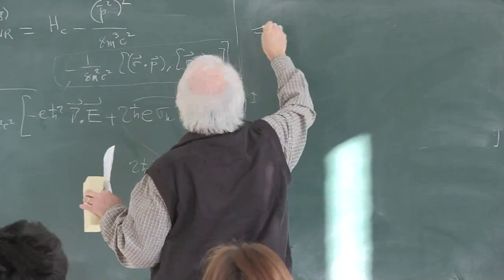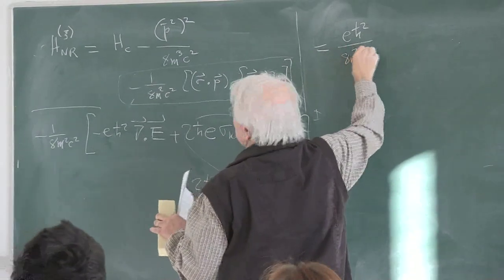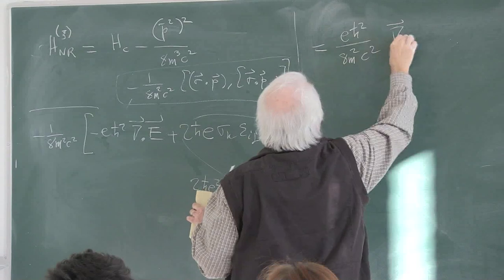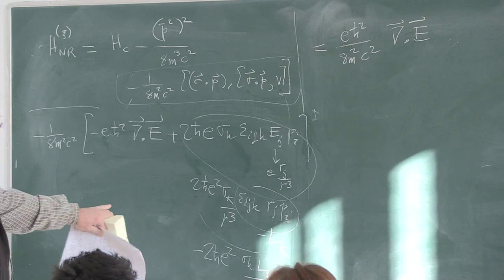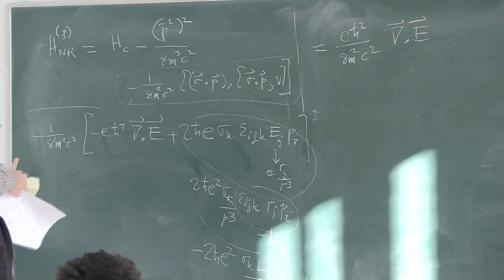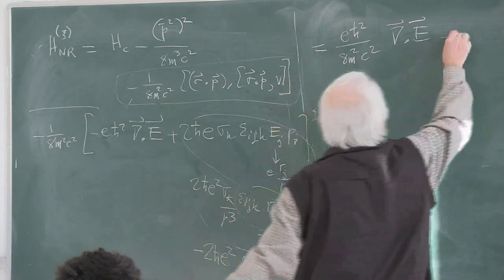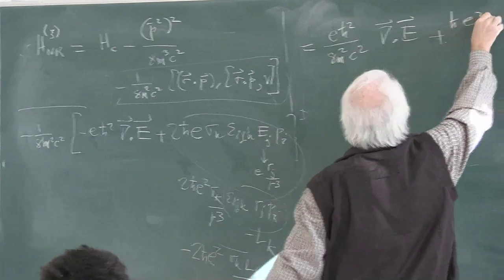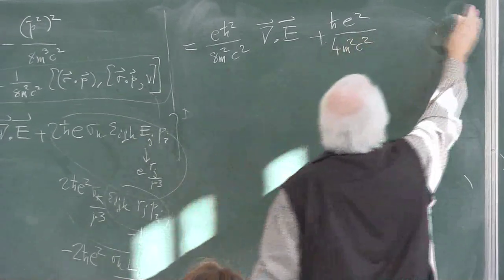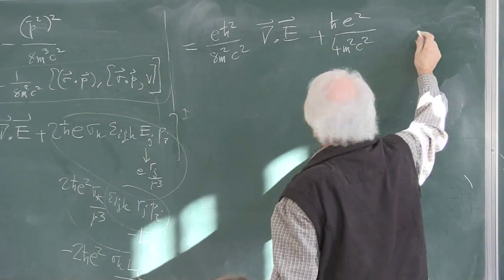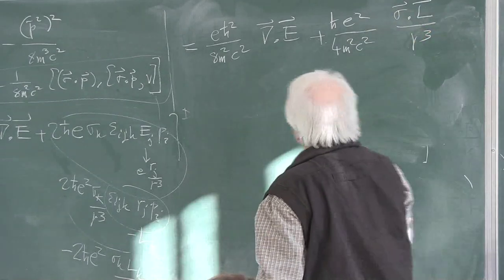E h bar squared divided by 8 m squared c squared times delta E from the first term. And from the second term, I have plus now, because there's minus 2 and minus 8, plus h bar E squared divided by 4 m squared c squared, yes, sigma dot L divided by r cubed.